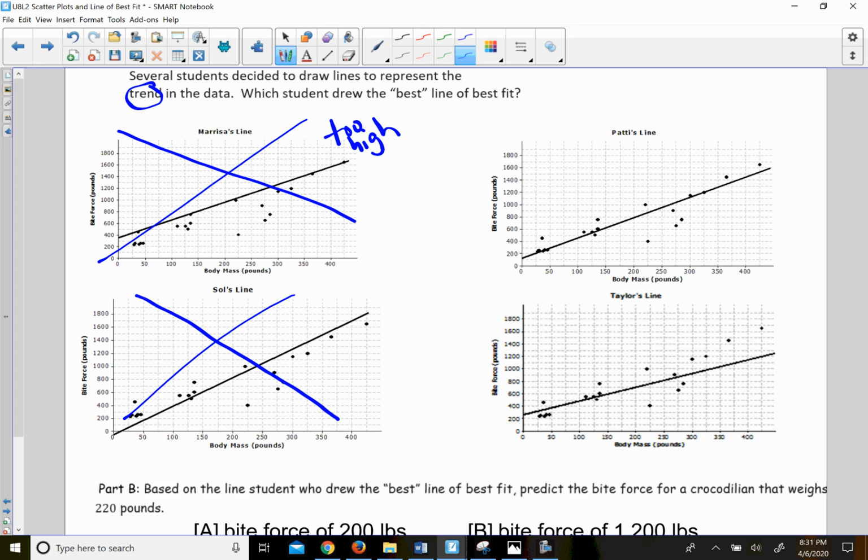Let's see. Marissa, she kind of underestimated. Her line is down below. Most of the points are up top, so she's not going to fit either. We want a line that goes straight through the middle of the points, the same amount scattered above as below, and as many points as possible on the line. So we're going to use Patty's line of best fit. She is the best line drawn in there.